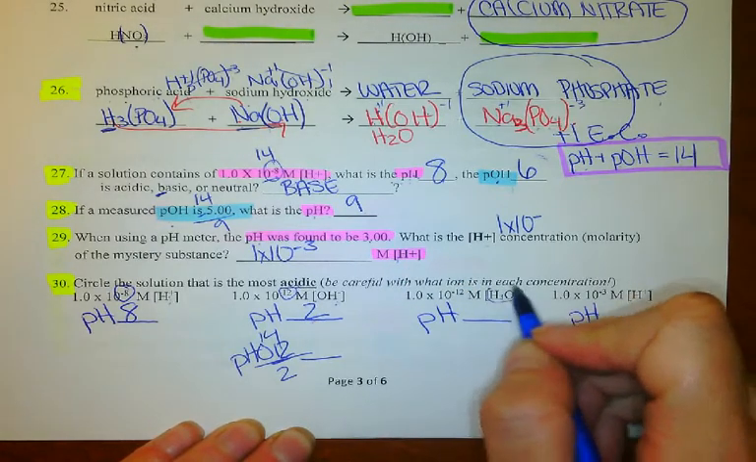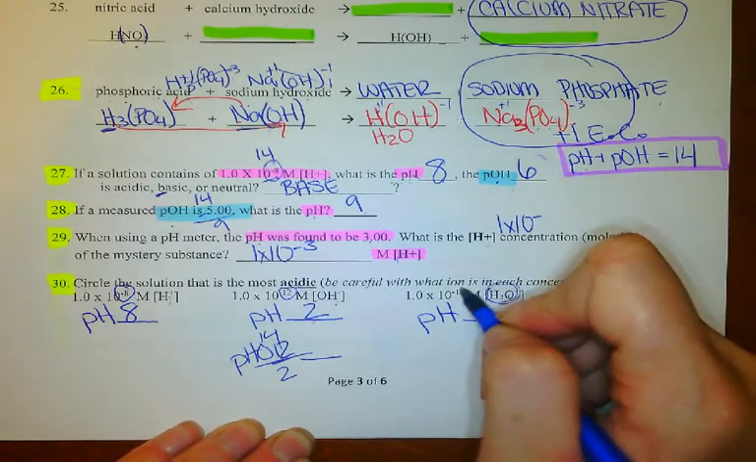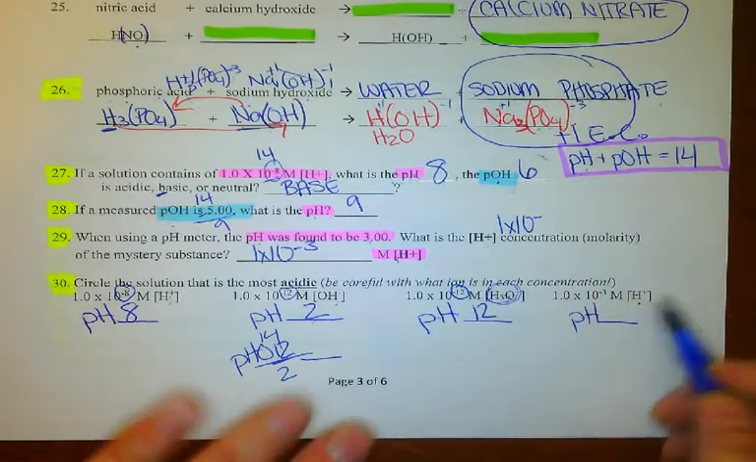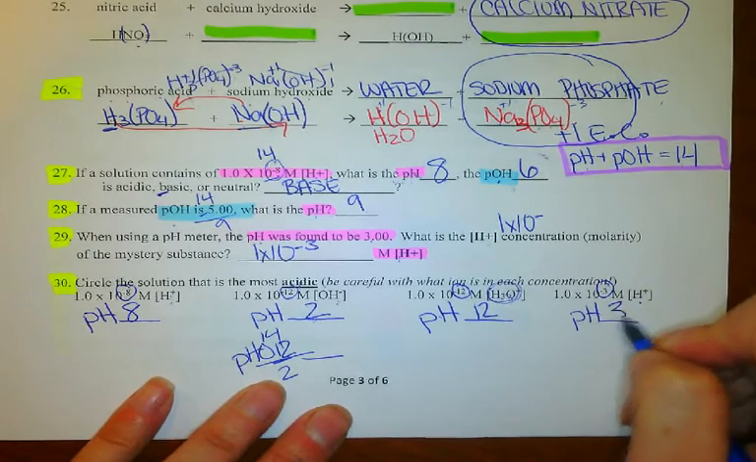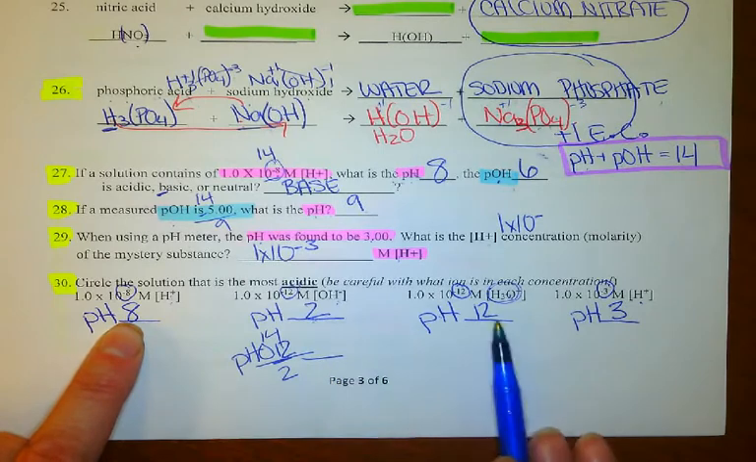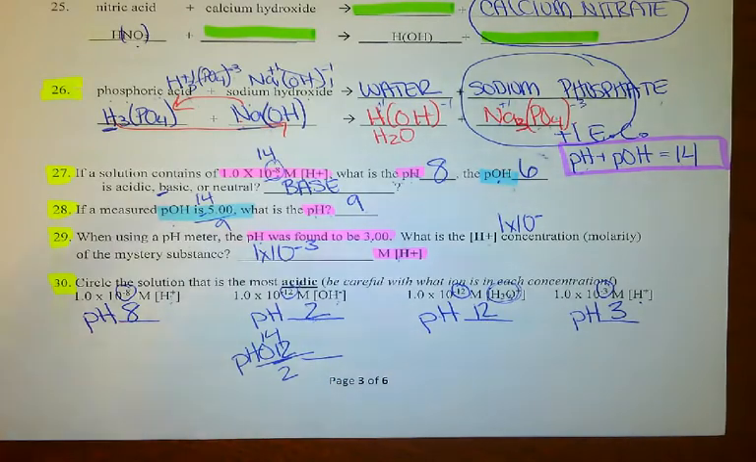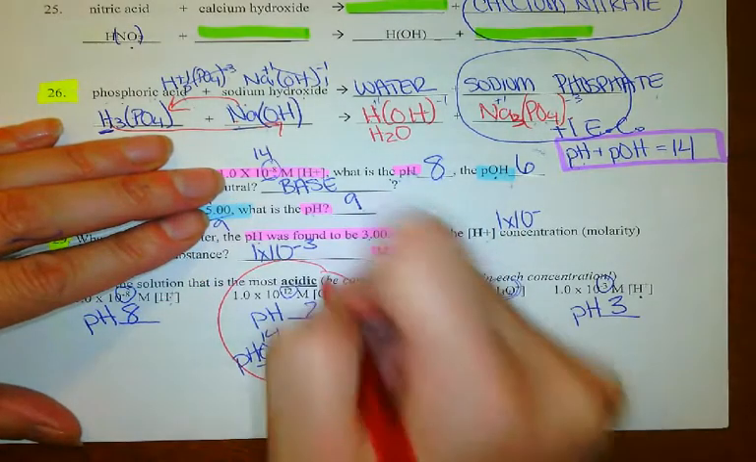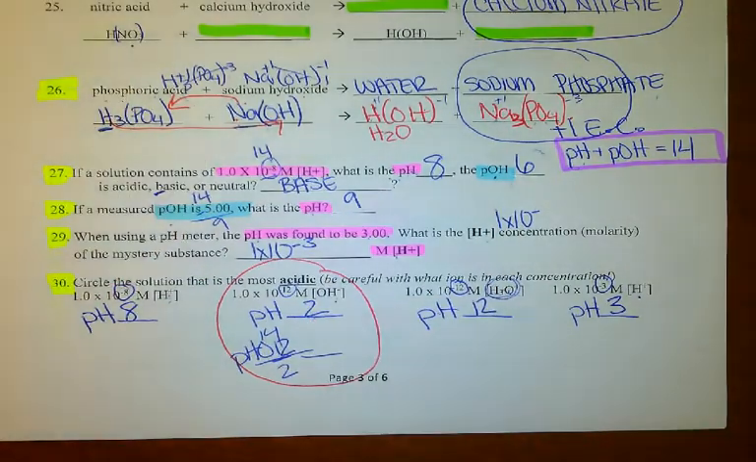H3O plus, hydronium ion, is also an acid. So they gave me an acid to an acid. I keep the number. H plus is an acid, so I keep the number. Just make it positive. So comparing now, pH of 8, pH of 2, pH of 12, or pH of 3, the most acidic one would be the one closest to 0, which would be pH of 2, or pOH of 12. Those are the same thing, and they both mean acid.